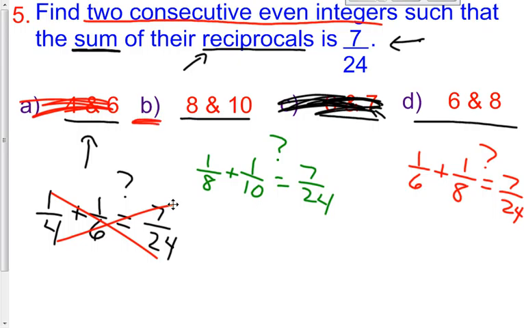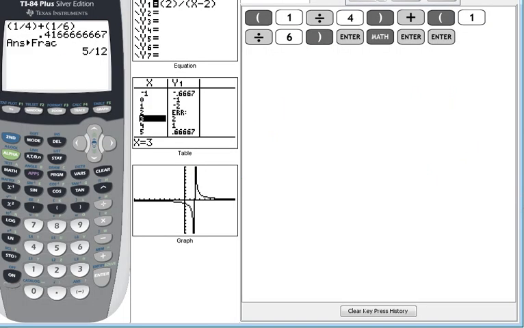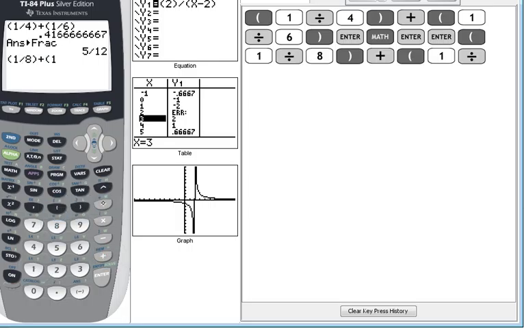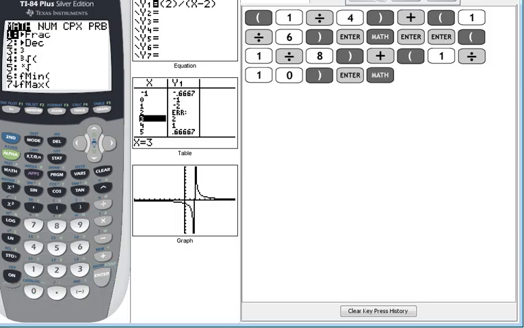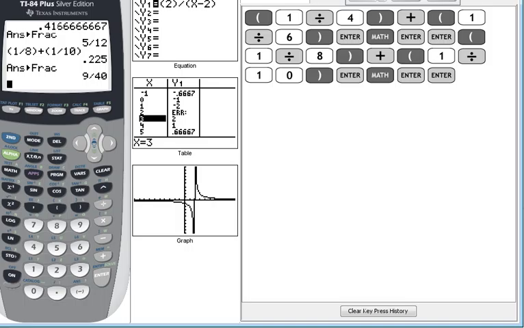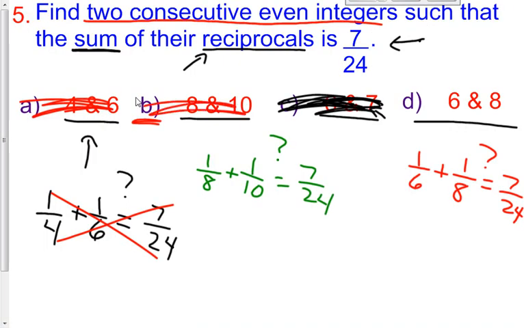What's 1/8 plus 1/10? 1/8 plus 1/10. Do I get 7/24? Do I have a winner? And I get 9/40. So evidently that is not the correct answer either. So it must be letter D. Let's find out to make sure.